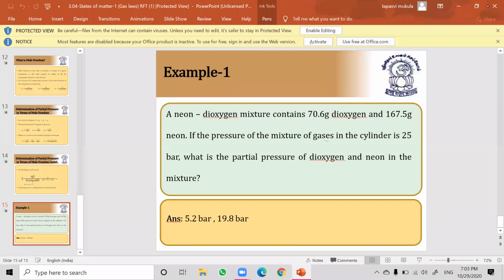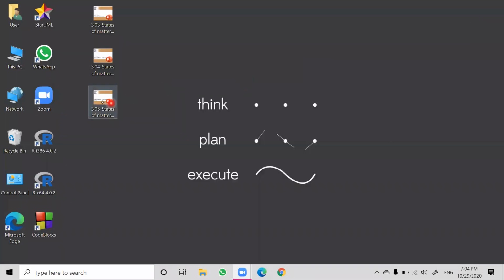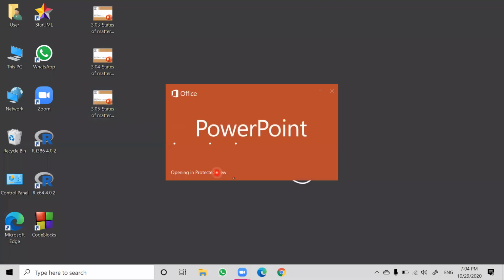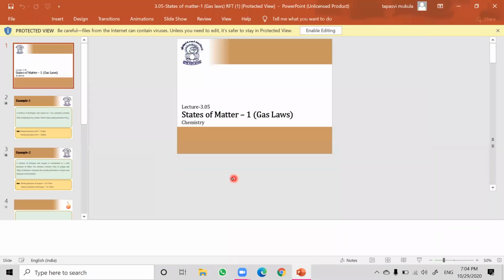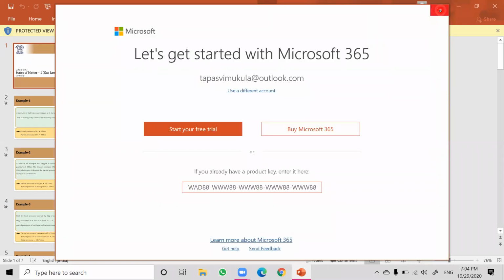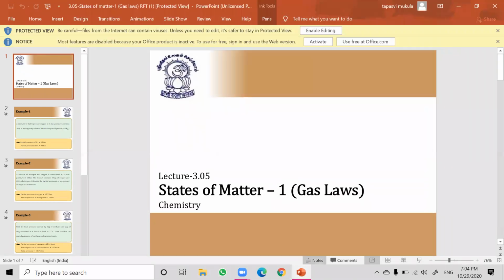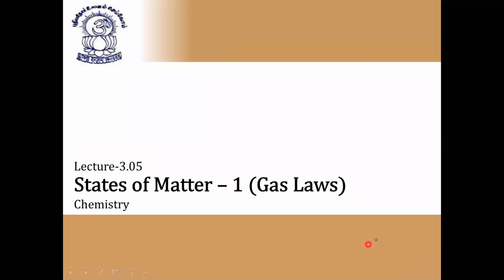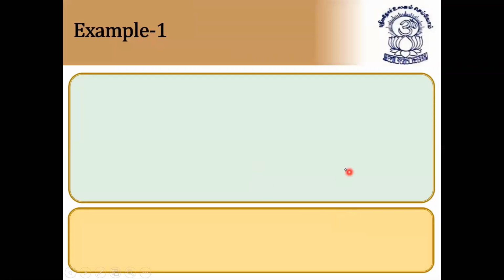So next, in this chapter, we will do some more numericals based on Dalton's law. Then we can end this session on Dalton's law and numericals. Yes. Now, some more numericals.